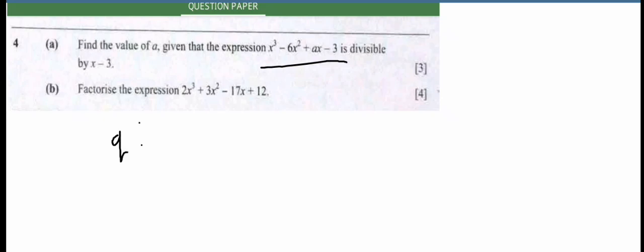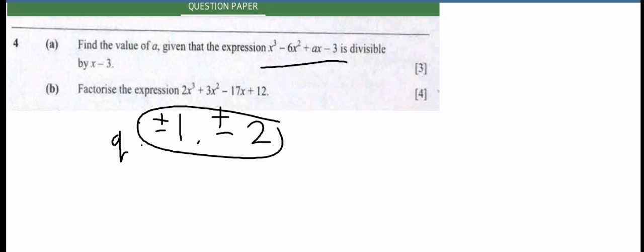So the factors can be positive or negative. So we are going to say plus or minus 1. Then we can have something like plus or minus 2. So these are the factors of 2, which is the coefficient on x to the power 3. Always you need to find the factors of the coefficient on x to the power 3. So these are the factors that we have here.